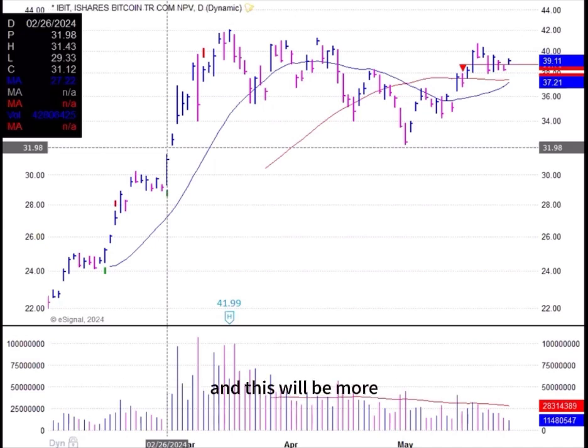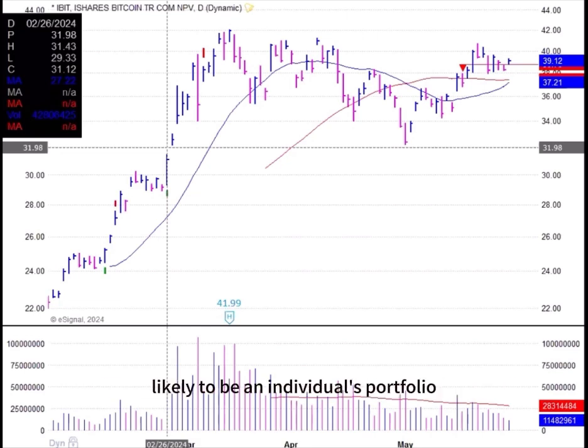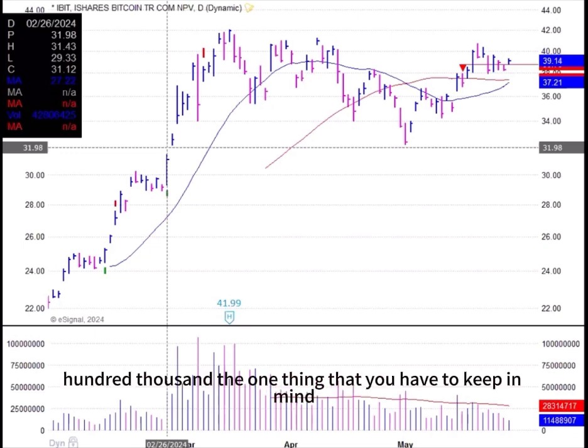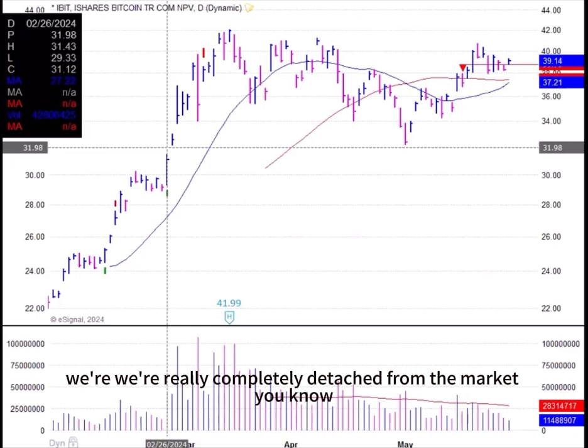And I think this will be able to mimic a smaller portfolio. We specifically made it relatively small, with 100,000, to represent something that is more likely to be an individual's portfolio. And even if you had $1 million, you would manage it the same way that we would be trading this 100,000. The one thing you have to keep in mind, though, is that we're really completely detached from the market.